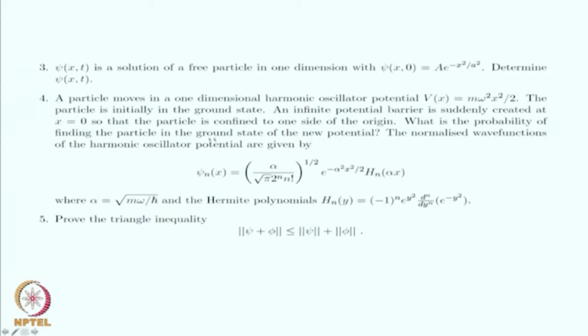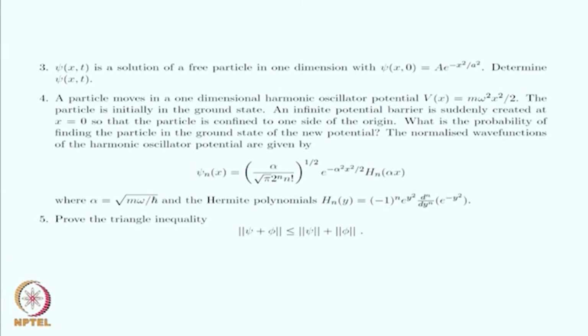So, what is the probability of finding the particle in the ground state of the new potential which was suddenly created? The normalized wave functions of the harmonic oscillator potential are given to you. So, this is the normalized wave function. Then alpha is nothing but the square root of m omega upon h cross, and the Hermite polynomial is given to you, which we will require while we perform the integration. So, now let us get started.